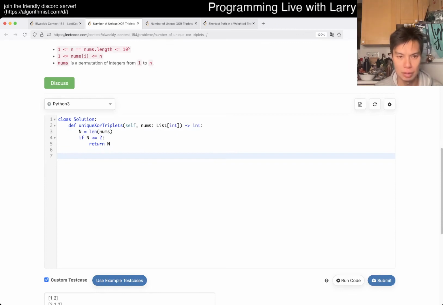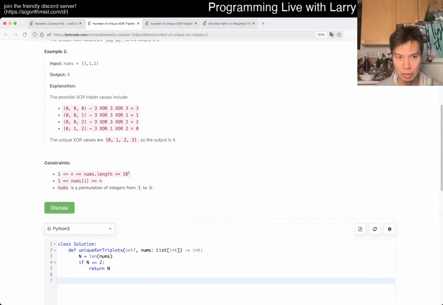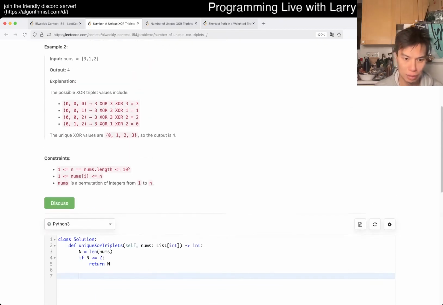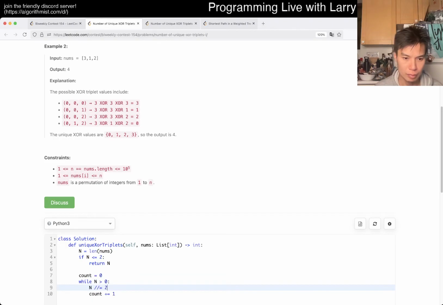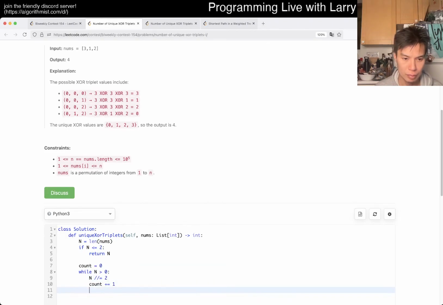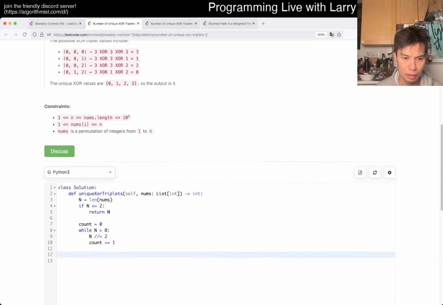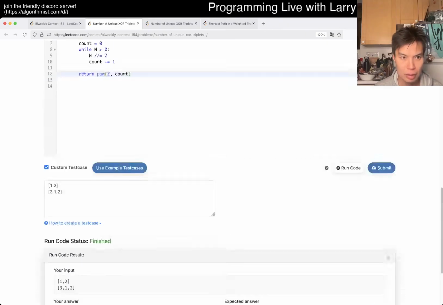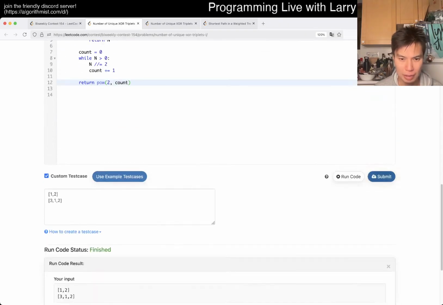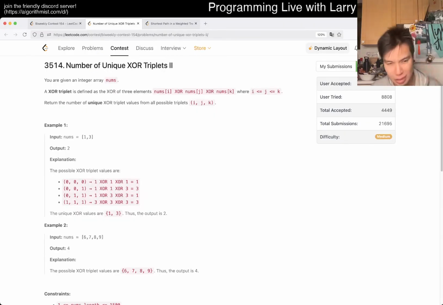So if n is 3, then you return 4. Why am I so slow on this? Okay. And then just return something like that. Okay, am I good? YOLO. Okay, a little bit sketchy on that one.